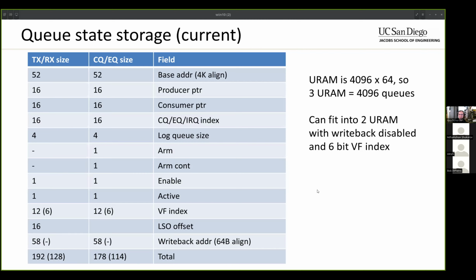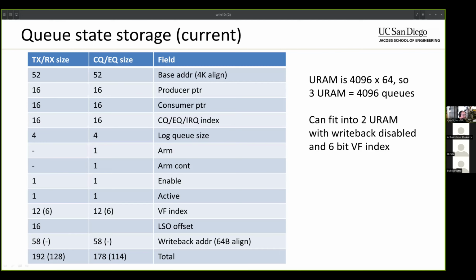So that fits nicely. And then the other fun thing is that if we turn off the write back address and we shrink the VF index to 6 bits instead of 12, then this fits into 2 ultrarams, 128 bits. So we can actually make that controlled by a parameter value. If you turn it on, then you get write back support and you get 12 bits of VF index. If you turn it off, then you lose 6 bits here, you lose the write back address, but you're back to the same footprint that we have now in terms of ultrarams. So that looks pretty good to me, I think, in terms of the queue state.